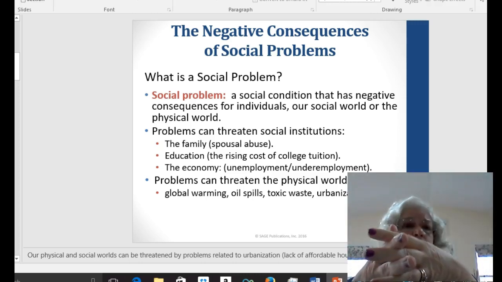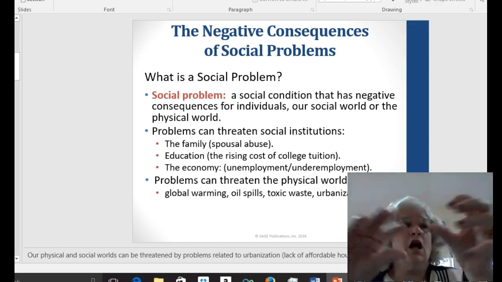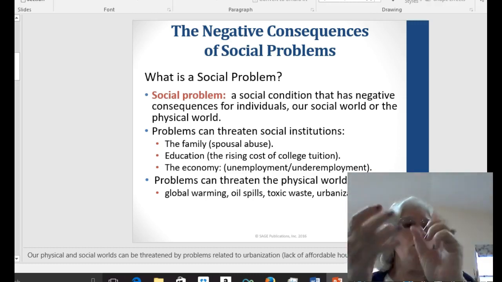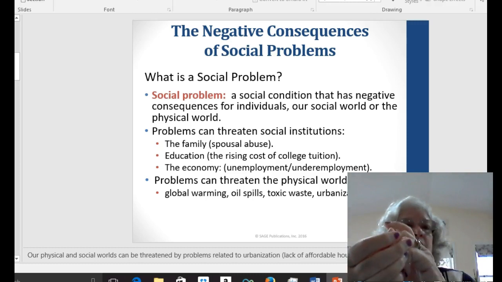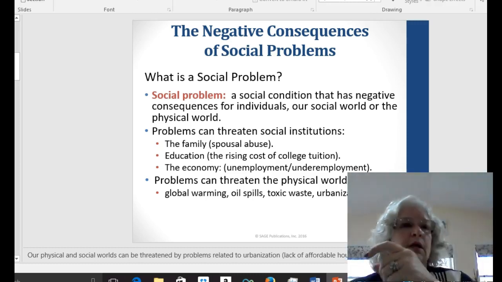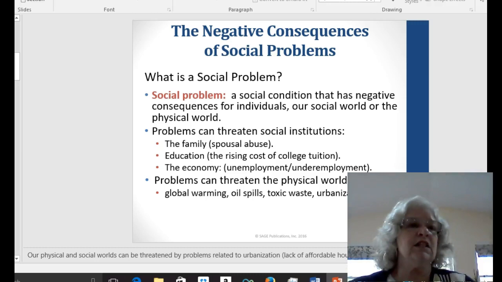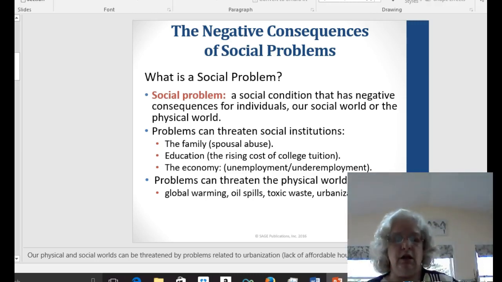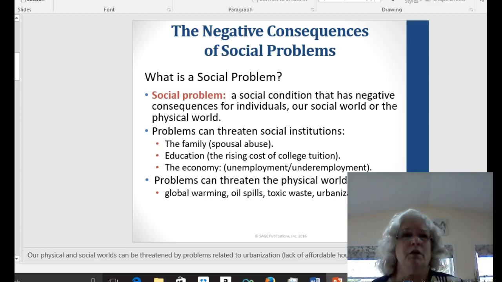But as you start to look at this, I want you to see that ripple effect: if the family's not supported, then we have more crime. If we have more crime, then we have less safety in urban areas, and we'll see the interplay of that. Problems can threaten our physical world. We look at those: global warming, oil spills, toxic waste, urbanization, roadways, deterioration of our infrastructure. All of those things come into play.